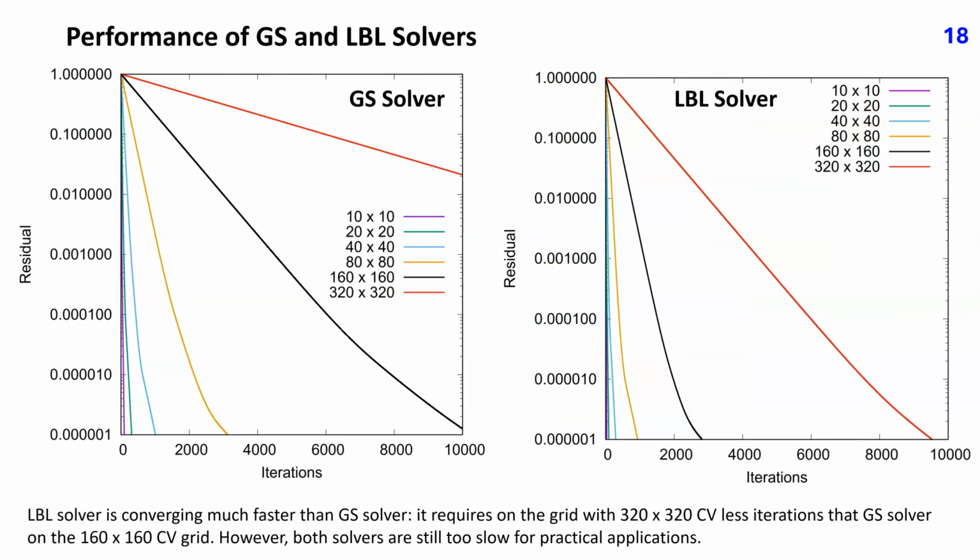This slide shows the performance of point Gauss-Seidel on the left and line Gauss-Seidel LBL solver on the right. GS solver needs about 4 times more iterations than LBL solver to reach the convergence criterion. The convergence is smooth in both cases, and the number of iterations required to reduce the residual norm 6 orders of magnitude increases by approximately a factor of 4 when the number of cells is doubled in each direction.